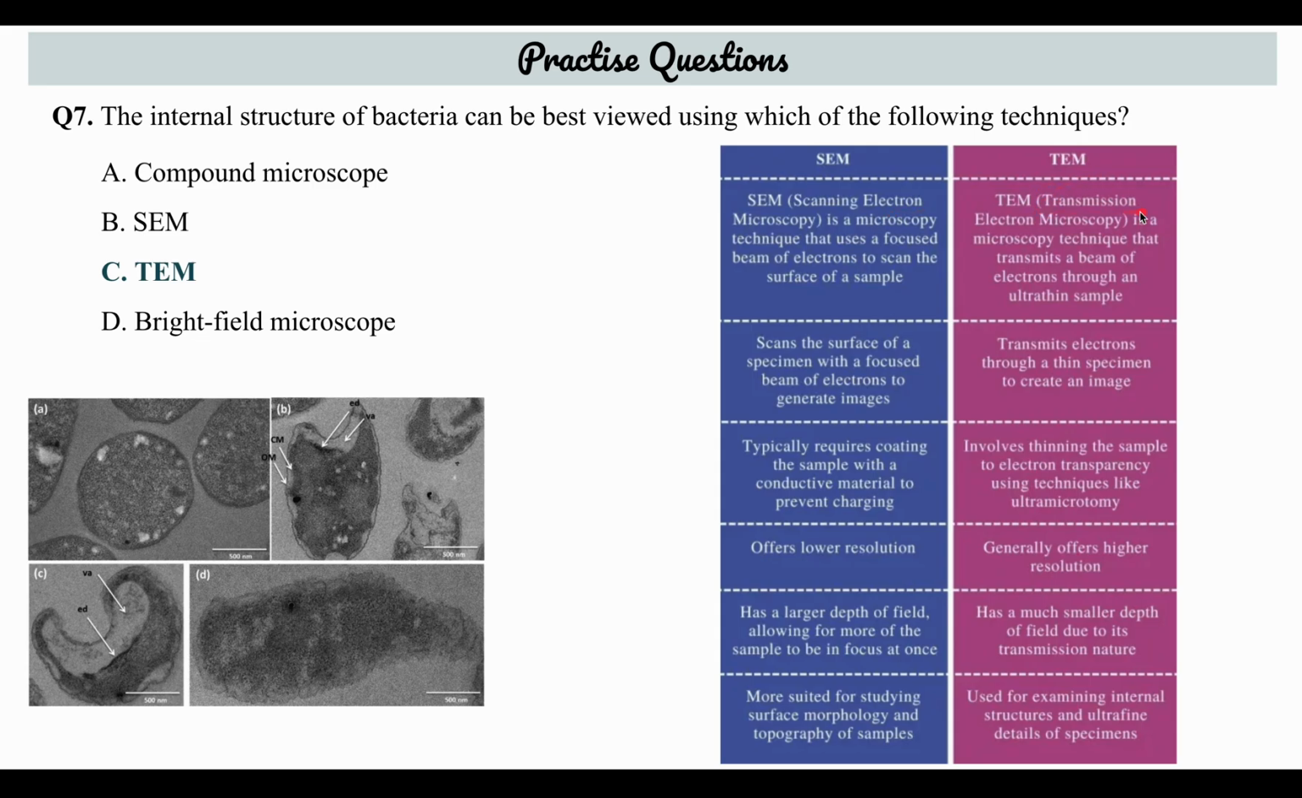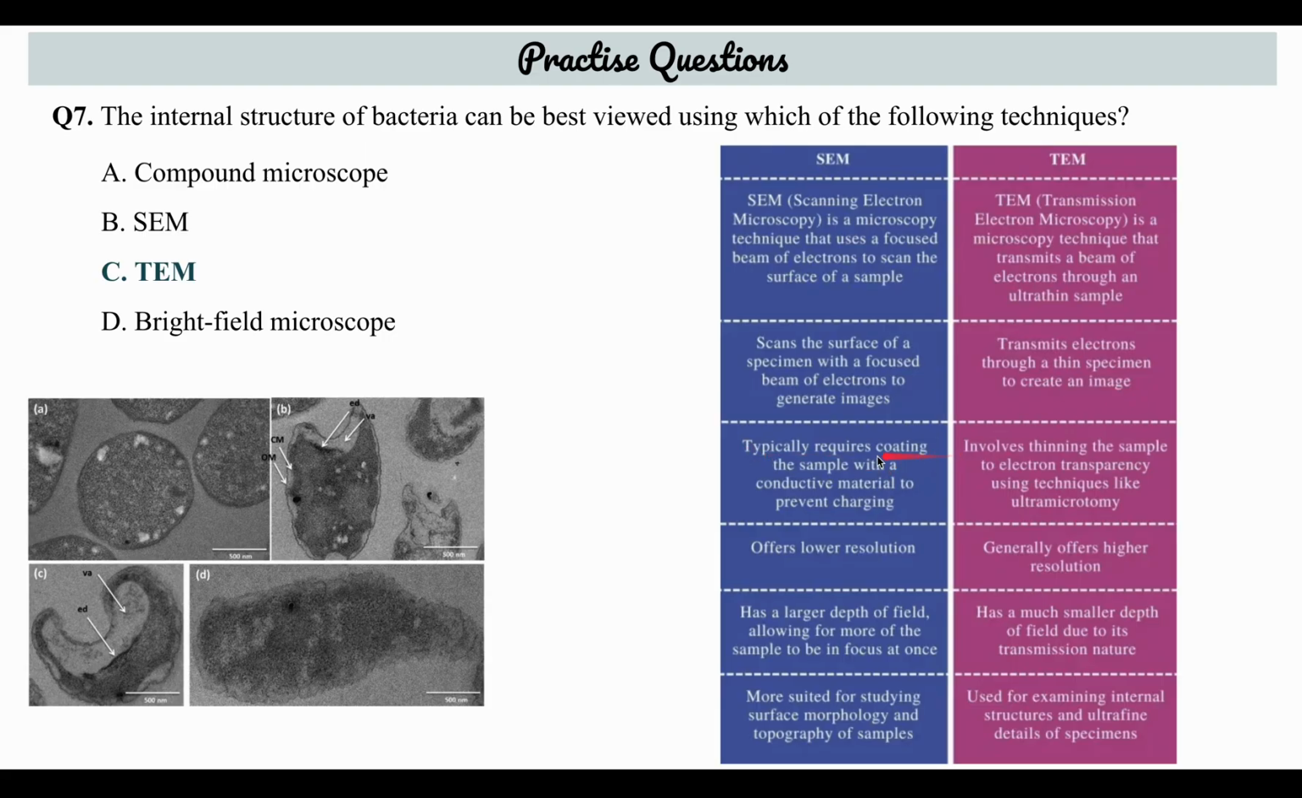And if we talk about TEM, then it is transmission electron microscopy, a technique which transmits a beam of electrons through the ultra thin section of a sample. In SEM, it scans the surface of a specimen with a focused beam of electrons to generate images. In TEM, it transmits electrons through a thin specimen to create an image. In this case, you can reconstruct a 3D image, but you can only get an image after it is transmitted through the specimen.